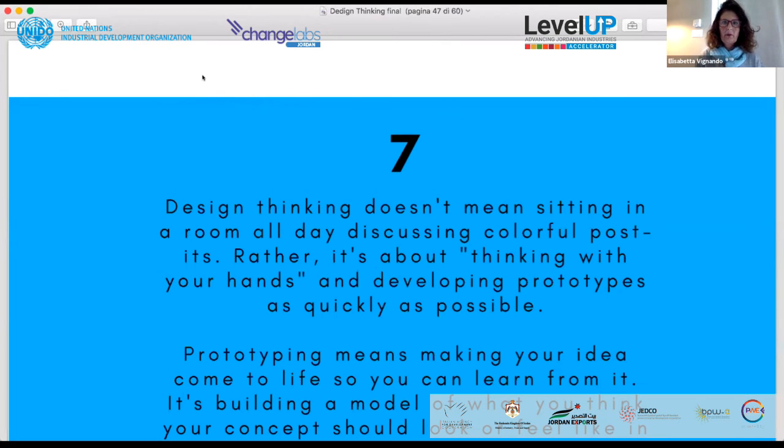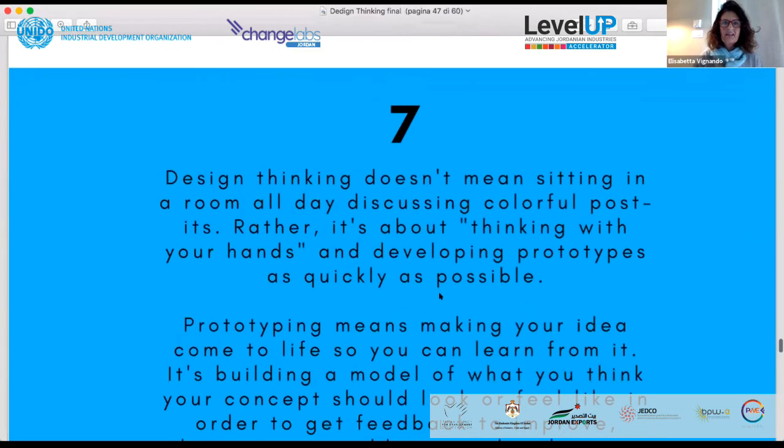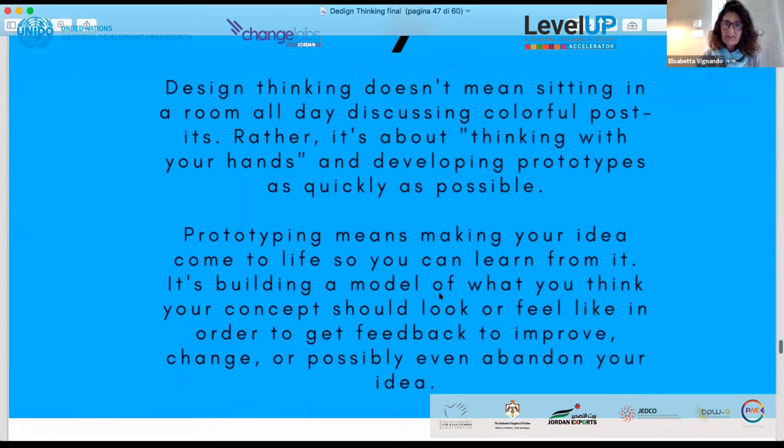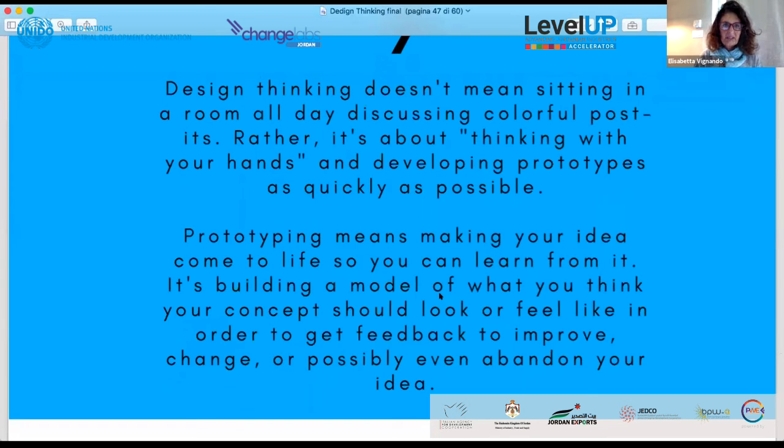Then point 7, design thinking doesn't mean sitting in a room all day discussing colorful post-its. Rather, it's about thinking with your hands and developing prototypes as quickly as possible. Prototype means making your idea come to life, so you can learn from it. It's a matter of building a model of what you think your concept should look or feel like, in order to get feedback and to improve, change, or possibly even abandon your idea.